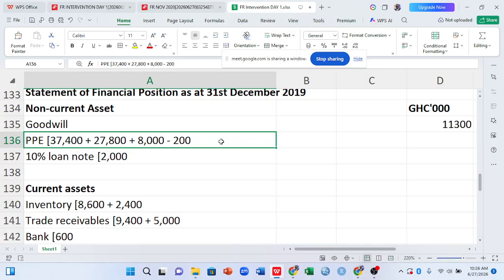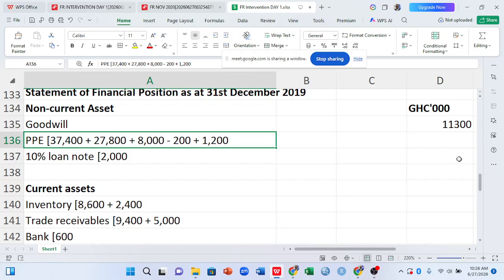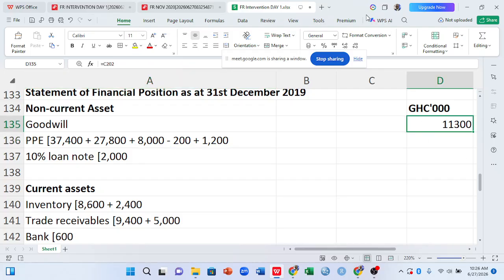Yeah, the revaluation. I didn't forget the revaluation too. We revalued our property within the year, so it wasn't part of the PPE value. That 1,200 wasn't part of the PPE value. So we will do that in that regard before we find the total. So what will you get? What will be your total? 74,200.